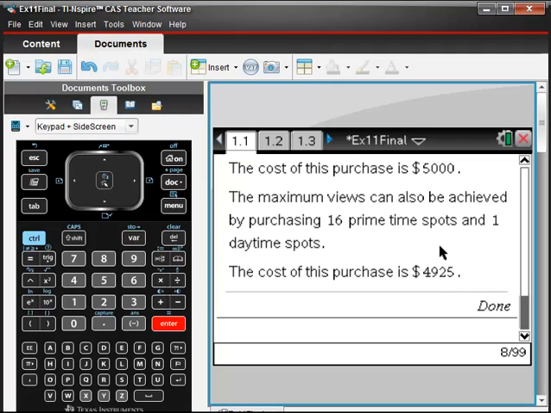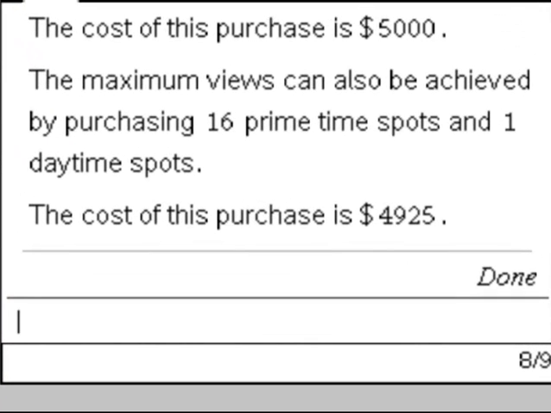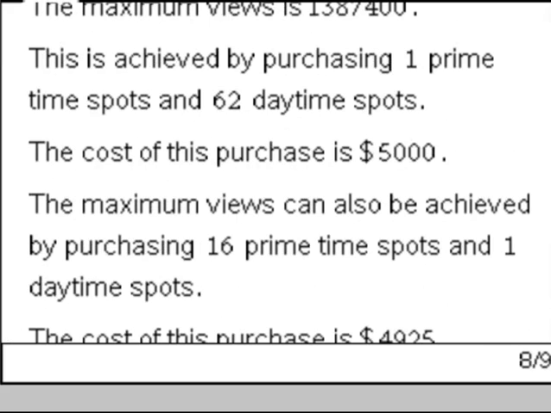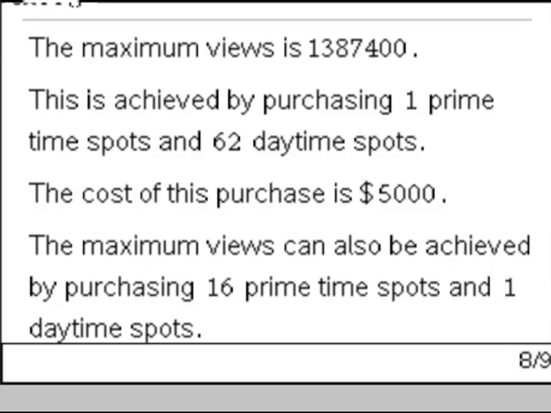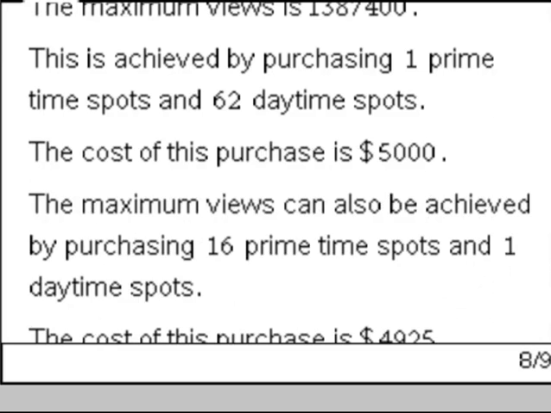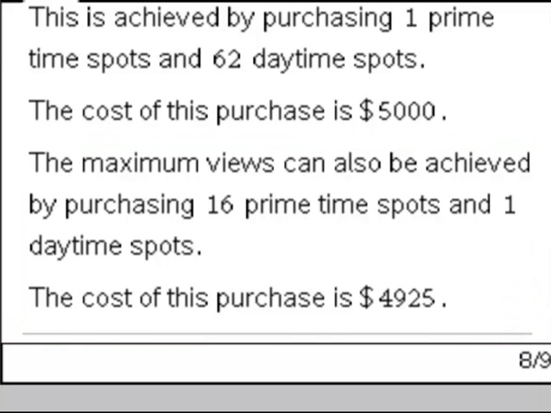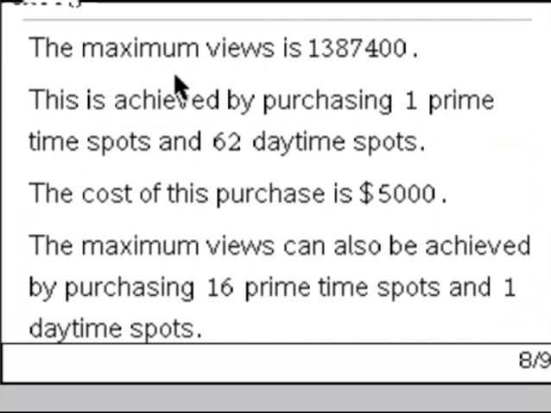And enter. Oh, look at this. We got a secondary result. Okay, so actually backing up here, the program starts off by recording the module 1 result again, which we're familiar with, but then we have this. The maximum views can also be achieved by purchasing 16 primetime spots and 1 daytime spot. The cost of this purchase is $4,925.